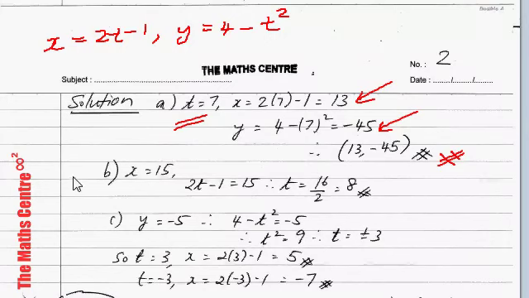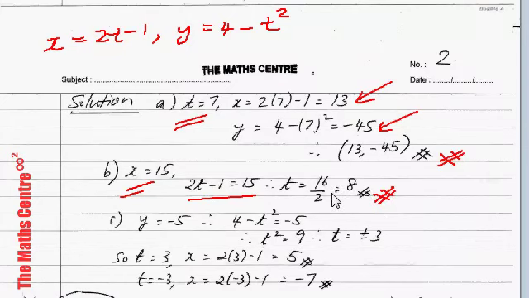Part B, find the value of t where x equals 15. Same idea as A, but this time we are given the value of x, which is 15. So plug in: 2t minus 1 equals 15. This is an equation we can solve. 15 plus 1, divided by 2, t equals 8.